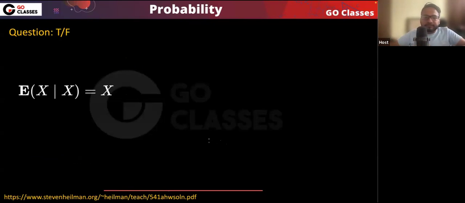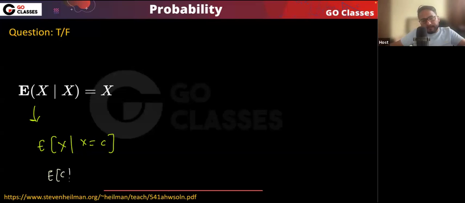Tell me this. You can understand it like this. This is the expectation of X given that X is some value, C. First write it in the normal way, then you can write it in the function way. So you can substitute it. If this is known, it is just C, expectation of C given that X is C. The expectation of a constant doesn't matter, given that X is C or not. It is just C, which is nothing but X. So that's why it is true.